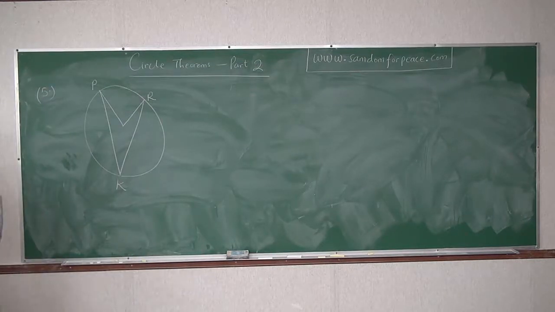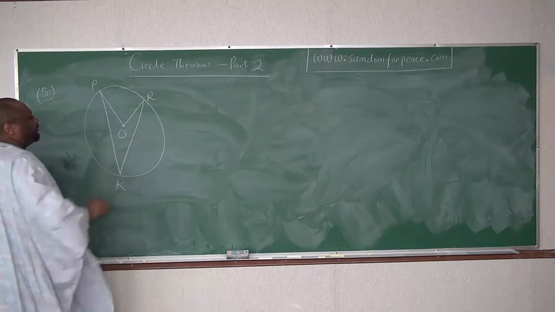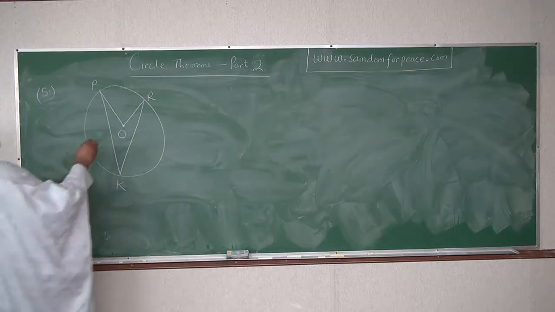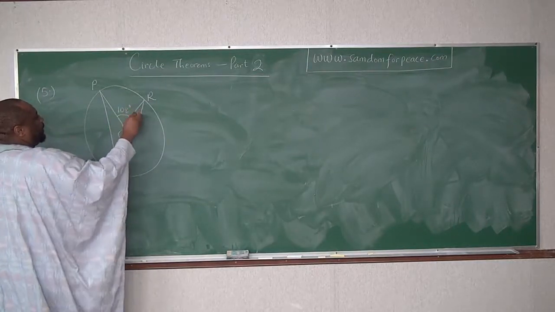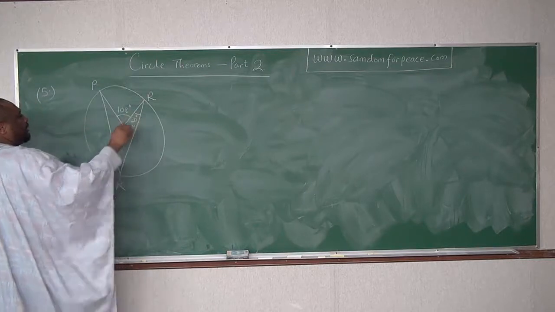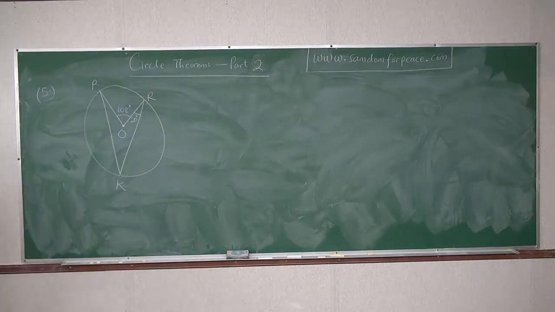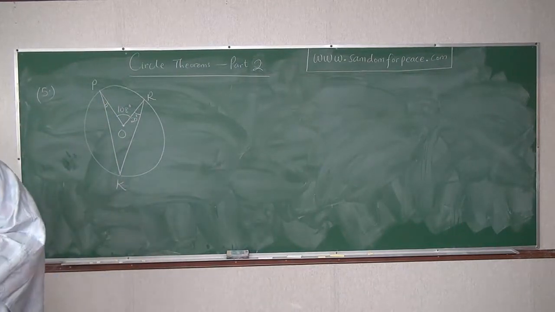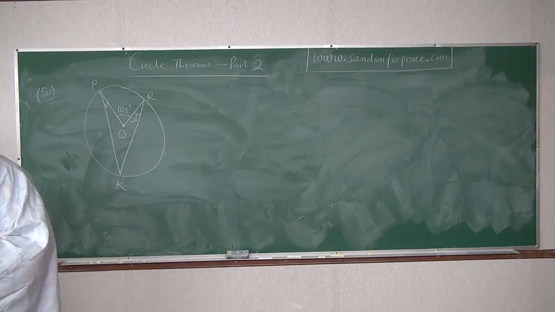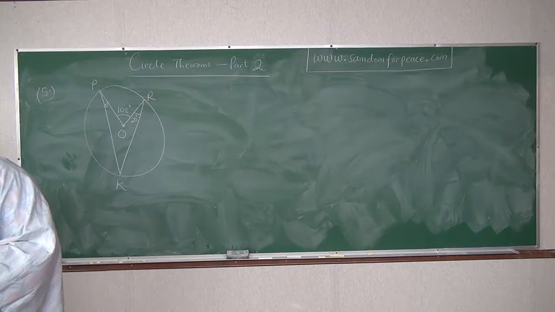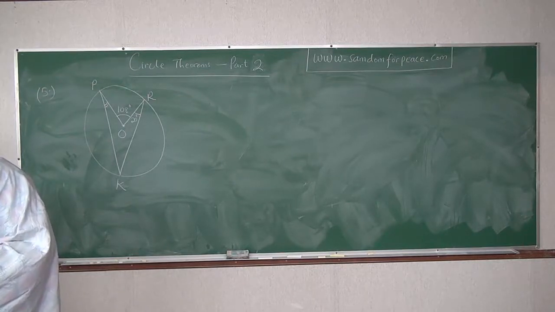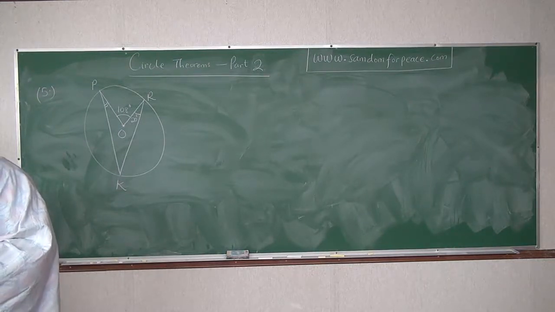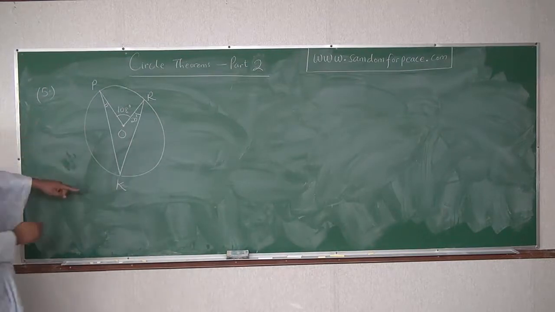Then I have O. And then 20 degrees, 108 degrees. And here is 20 degrees. And they want you to find this. Okay. In the diagram, O is the center of the circle. Angle POR is 108 degrees, and angle ORK is 20 degrees. Calculate angle OPK. That's this.